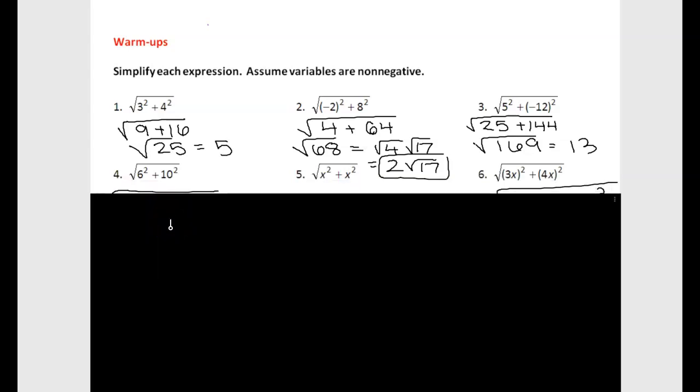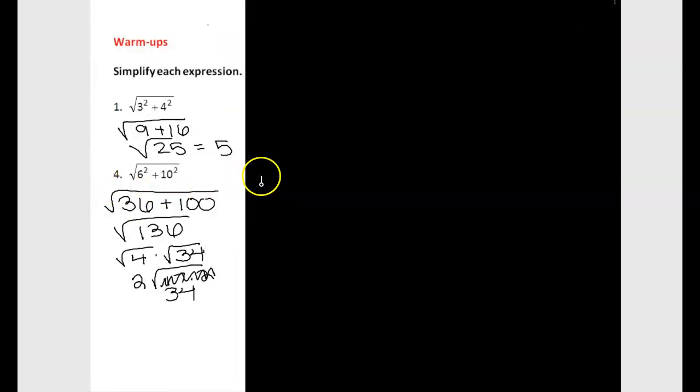In 5 and 6, we start to reintroduce variables as well as powers to powers. In number 4, you're going to do 6 squared plus 10 squared. You get 36 plus 100, you get 136. Breaking that down into 4 and 34. 34 is 17 and 2. Those are both prime, so you cannot simplify them, so you go back to 34.